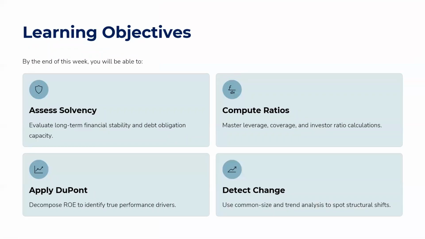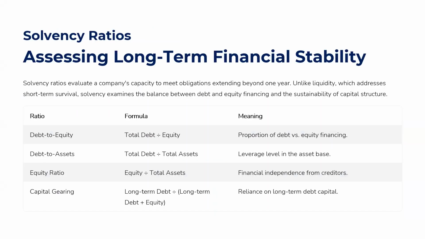Our learning objective is that by the end of today's class, we should be able to assess solvency. We should be able to compute ratios, master leverage, coverage, and investor ratio calculation, applying the Dupont points, then also detect change, like using common size analysis and also trend analysis.